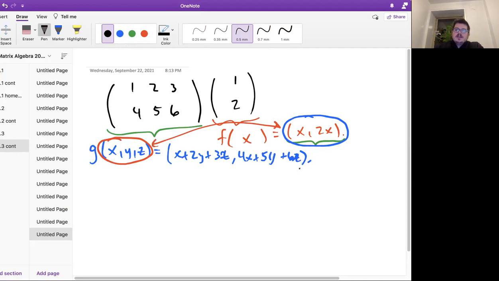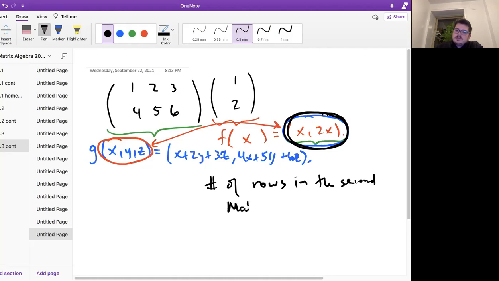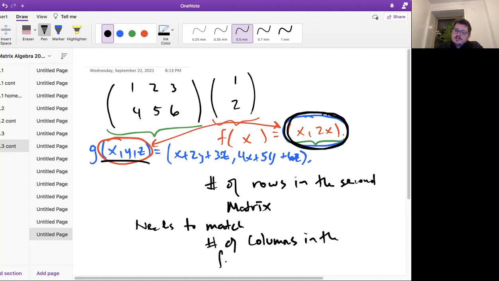First of all, the 2 here, what is that? 2 of what? The number of rows in the second matrix needs to match the number of columns in the first matrix.